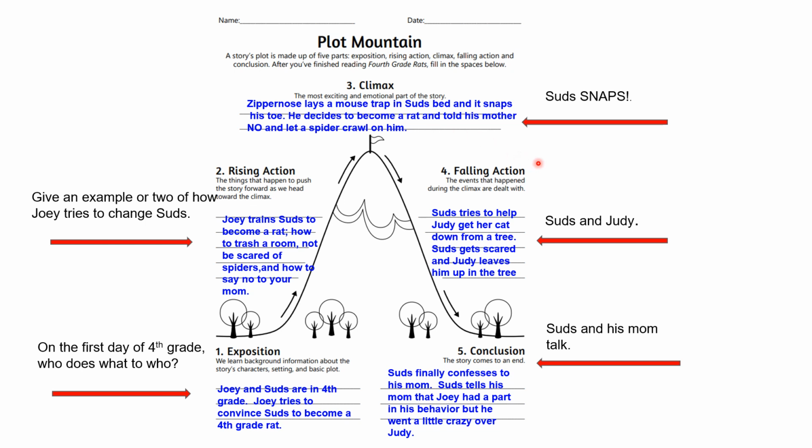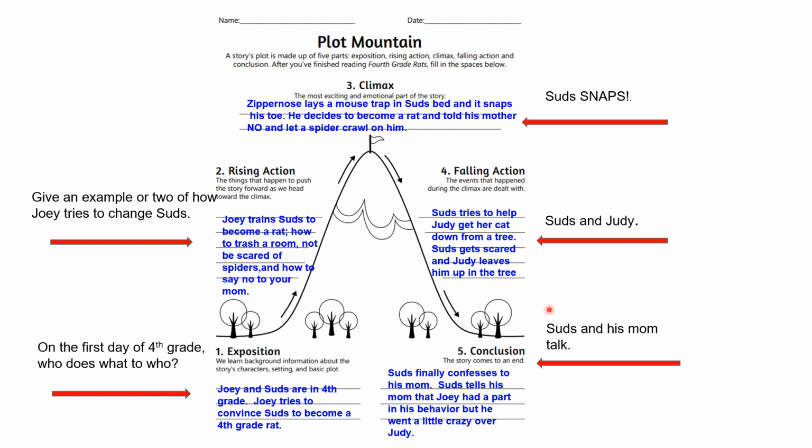All right, the falling action. I chose the Suds and Judy scene. Suds tries to help Judy get her cat down from a tree. Suds gets scared and Judy leaves him up in the tree. And remember, his mother had to come and get him down. You could have chosen another part. Another falling action could have been when Joey and his mom come over and tell Suds and his mom what Joey had been doing. Okay, you could have had that as your falling action too.